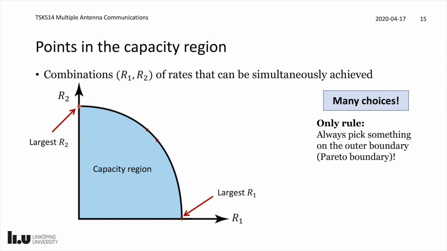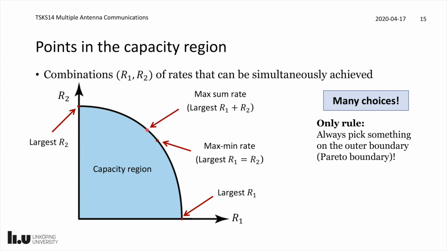Another option is to say that I would like to send as much data as possible through my system. Well then the sum of the rate of user 1 and the rate of user 2 is the preferred choice, and then we will end up in this case at this point. And if we are instead caring about some kind of fairness between the users, then we would like R1 and R2 to be equal, and in that case we pick this point.